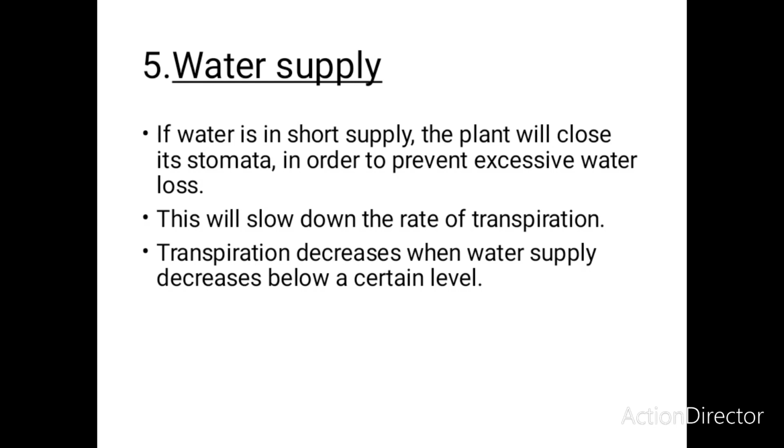If water is in short supply, the plant will close off its stomata. This happens in order to prevent excessive water loss, and the closure of the stomata will slow down the rate of transpiration. So transpiration decreases when water supply goes below a certain level. In general, a decrease in water supply decreases the rate of transpiration.